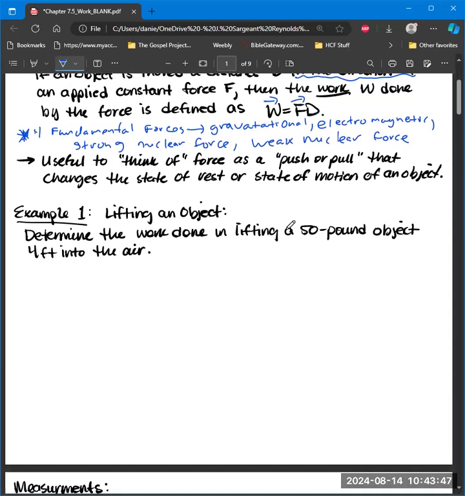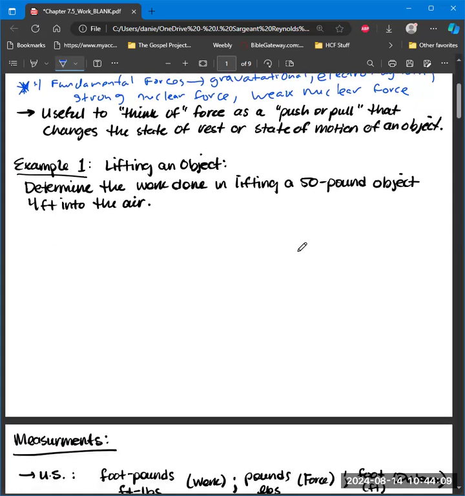Lots of energy there. When that energy is unleashed, that's where nuclear energy comes from. Think of a thermonuclear reaction when that goes out of control. And so it's useful to think of force as a push or a pull that changes the state of rest or state of motion of an object.